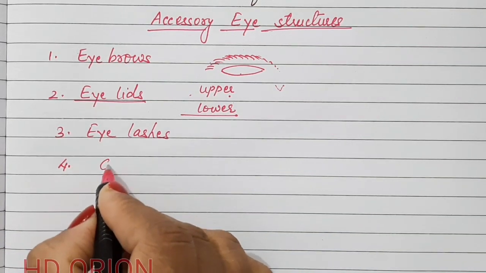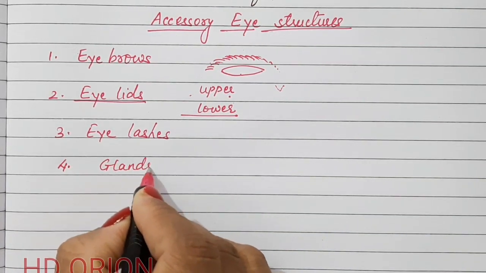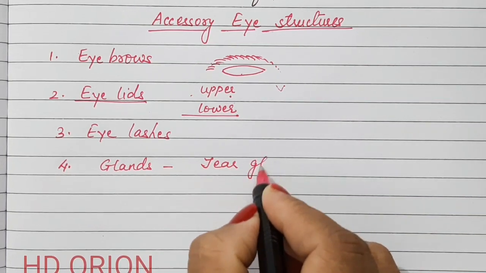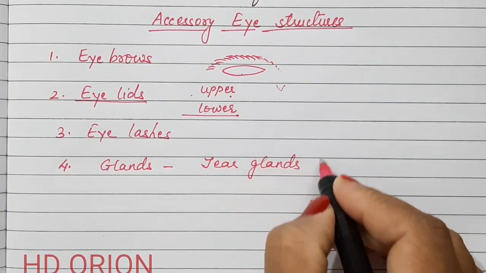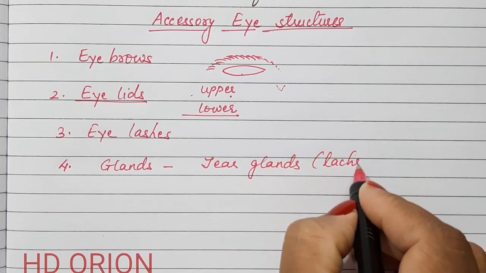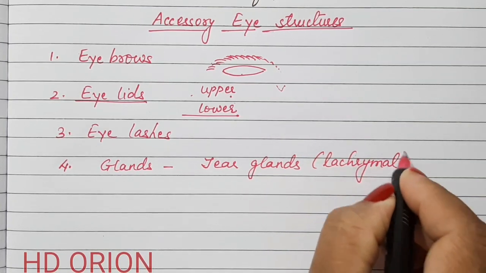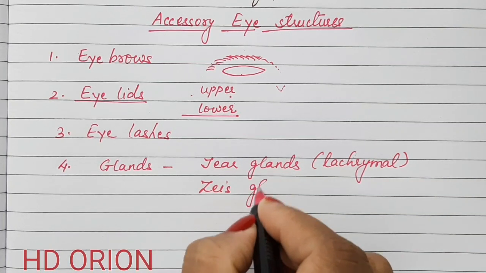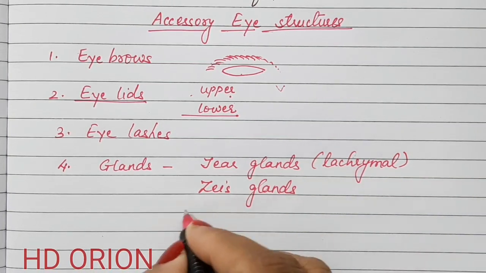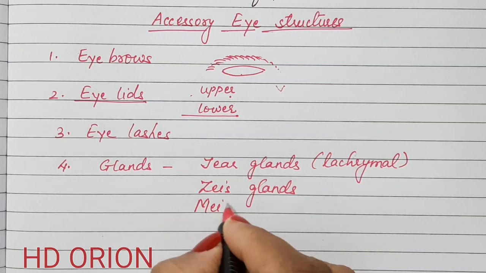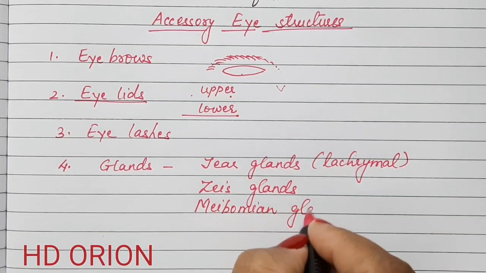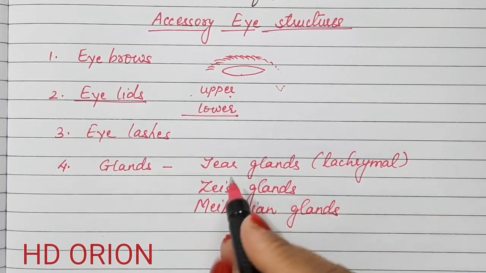Then there are certain glands. Tear glands. These are also known as lacrimal glands, Zeiss glands, and meibomian glands.